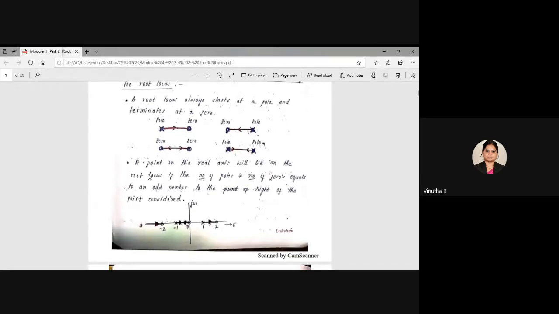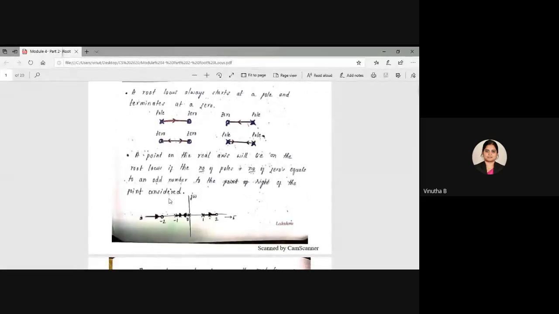So here you can see a point on the real axis will lie on the root locus if the number of poles plus number of zeros equals an odd number to the right of the point considered. That means you have to consider one test point. Suppose I have a test point here, placed at -2.